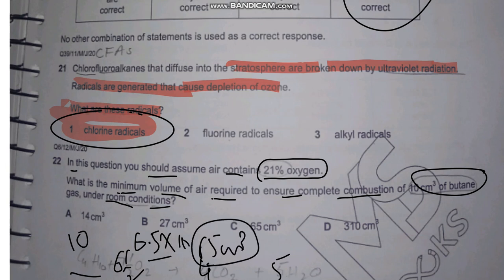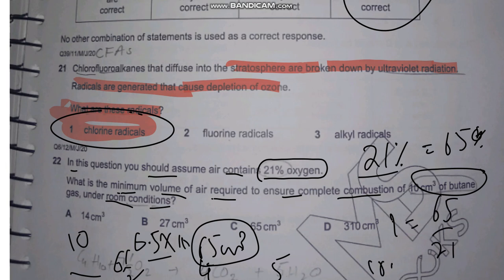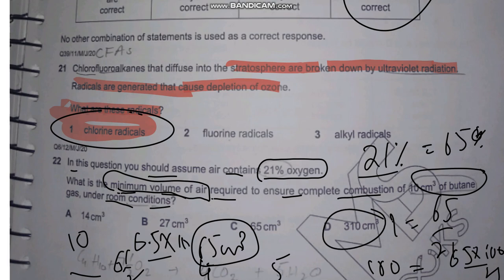This will be the volume of the oxygen. And this 65 is the 21%, so 1% will be 65 over 21, and for 100%, as we know, the minimum volume of air is 100%, so 65 × 100 over 21. D will be the correct one.